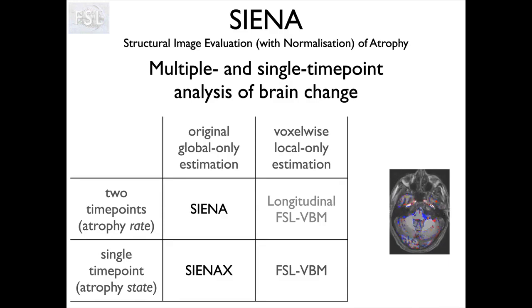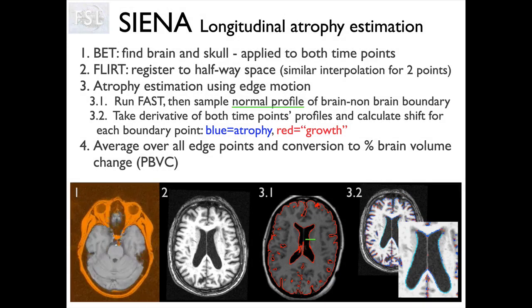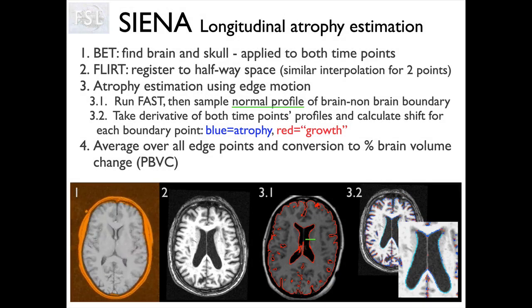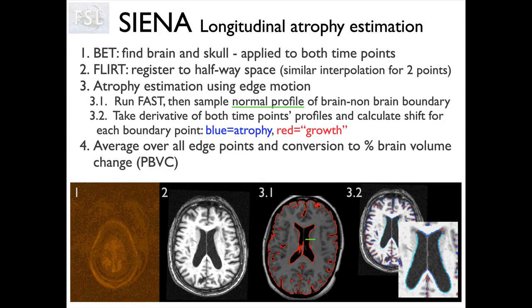So we can benefit statistically by getting global estimates. And that's why SIENA and SIENAX are still used, because they do have that benefit over VBM of looking at very subtle changes, particularly in widespread global atrophy. So SIENA is the longitudinal variant, and there's a whole pipeline that goes along with it. I'm just going to very quickly run you through the main steps, again, so that you're familiar with the kinds of outputs that you're likely to see if you're actually running SIENA.